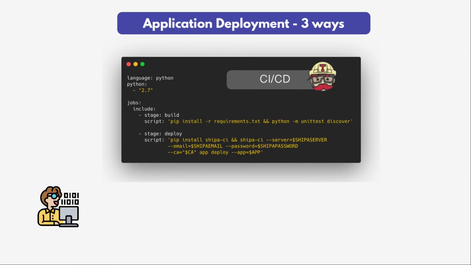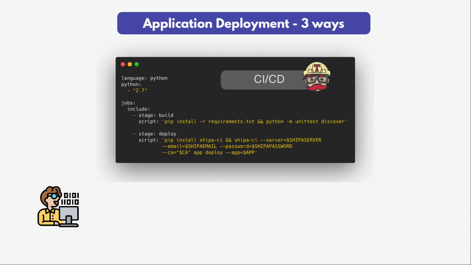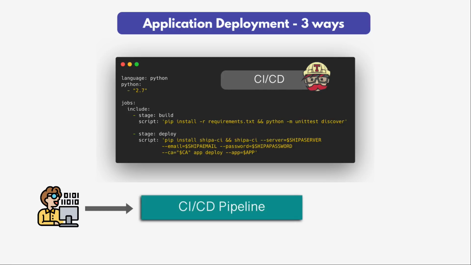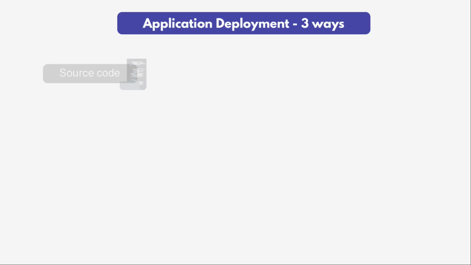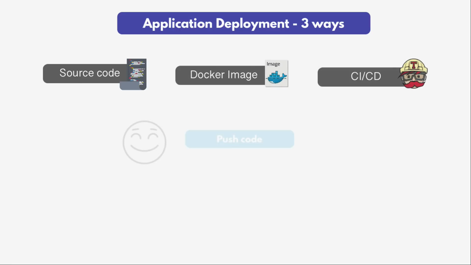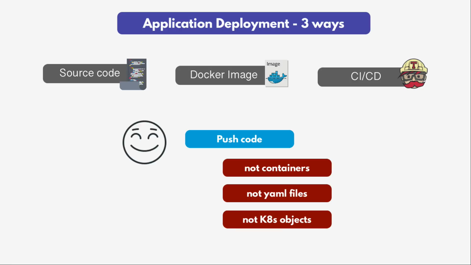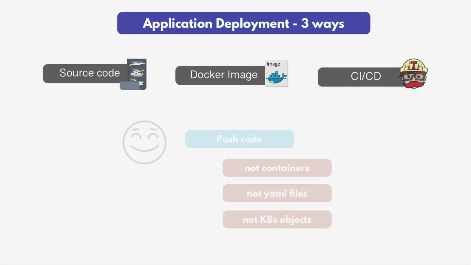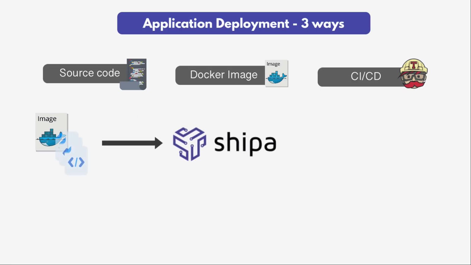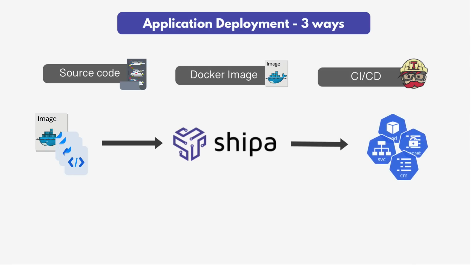So in this case, developers would just push their code changes, trigger the CI/CD pipeline, which then will build the application image and execute Shippa commands to deploy that image into the cluster. So in any of these 3 cases, the deployment does not require any Kubernetes specific knowledge or a bunch of Kubernetes YAML files. We basically just give Shippa the image or source code, and Shippa will then take care of creating all the necessary Kubernetes components for that application.